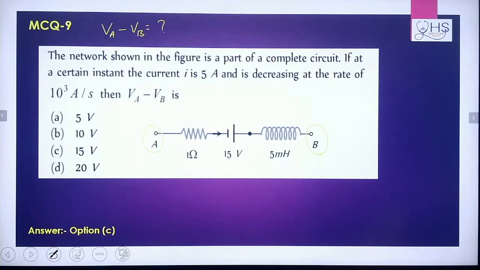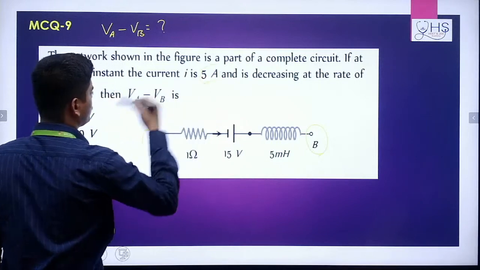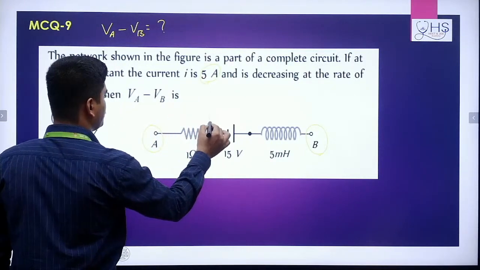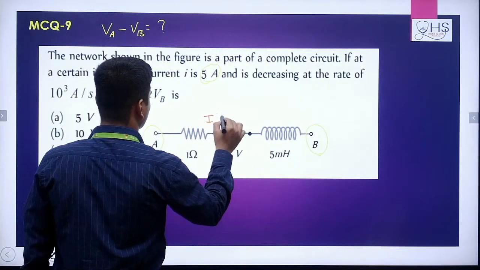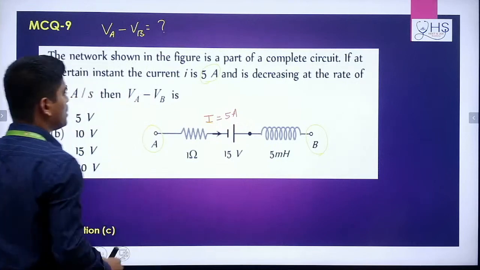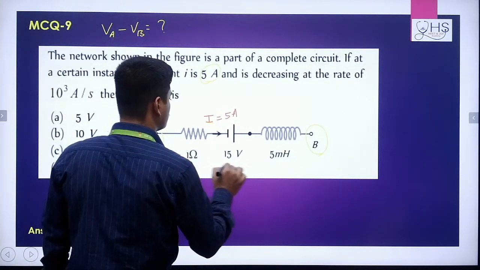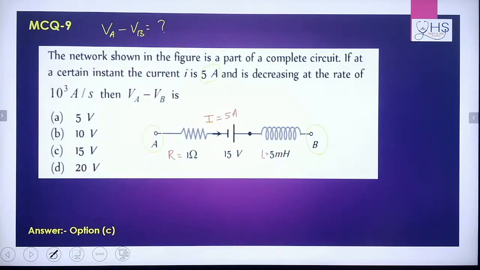And what is given here? Here a steady current of 5 ampere is flowing. At this instant some current is there, 5 ampere. So let me take this I here. Let me take I here. I equal to 5 ampere and L is given, this R resistor, this is a battery is there, L equal to 5 millihenry, 5 millihenry.